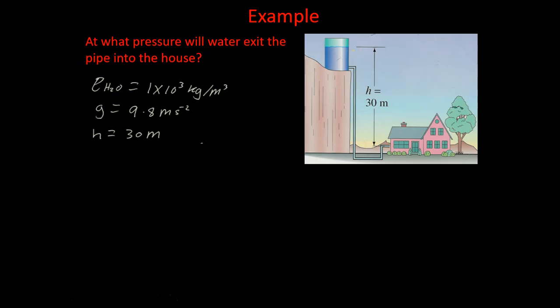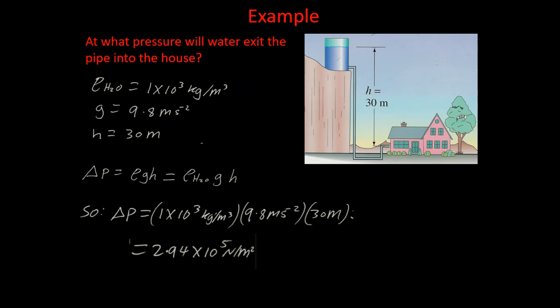If we think about our equation, delta P was rho GH, where rho is now that of water, rho H2O, and now we can substitute in. So delta P will be 1 times 10 to the 3 kilograms per cubic meter times 9.8 meters per second squared times our height of 30 meters. That will give us a final answer of 2.94 times 10 to the 5 newtons per square meter. Remember, a newton per square meter is indeed a Pascal.